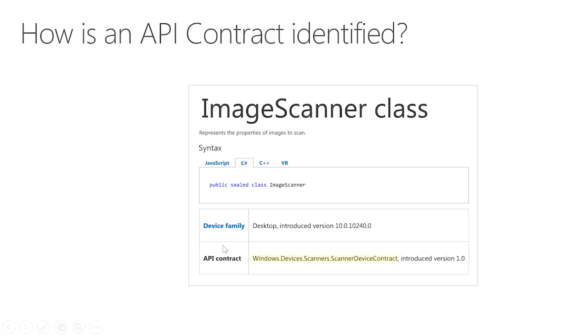In this case, we've got desktop for our image scanner. And then here's the actual API contract that it resides in. So this is the API, the image scanner class, this type. And it's defined in this API contract. And that's the string that represents the API contract? So that is the string that represents the API contract, but it's also the encapsulation of these APIs. Okay.